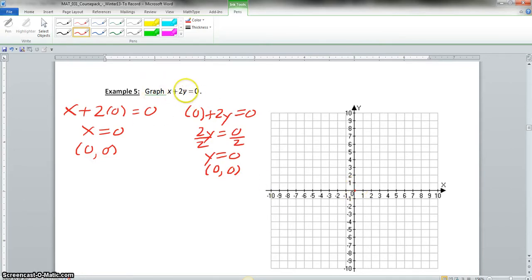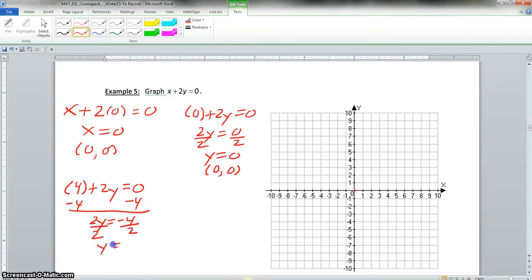So let's try this. Since 2 times y will give us some form of even number, even though it may be negative or positive, let's make x a number that is even. So let's make x 4. So we would take the same equation and substitute in 4 for x. So 4 plus 2y is equal to 0. We can subtract 4 on both sides, and we have 2y is equal to negative 4. We will divide each side by 2, and y is negative 2. So one of our ordered pairs is 4, negative 2.